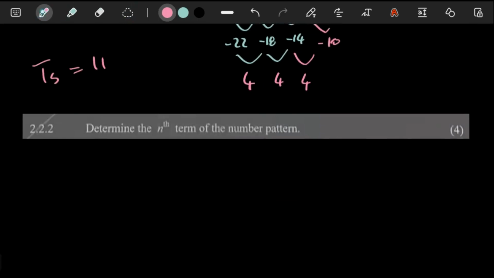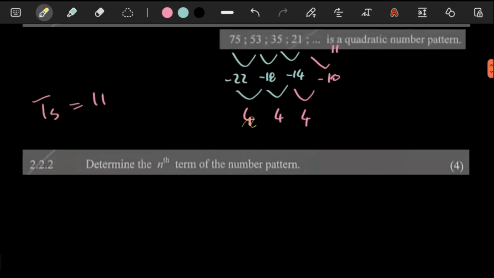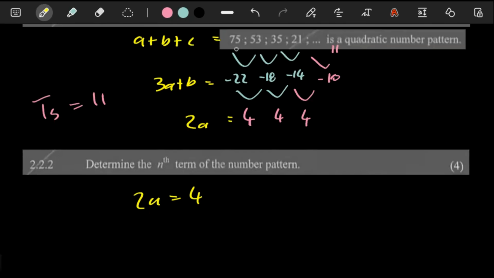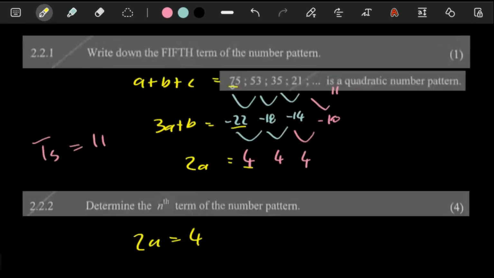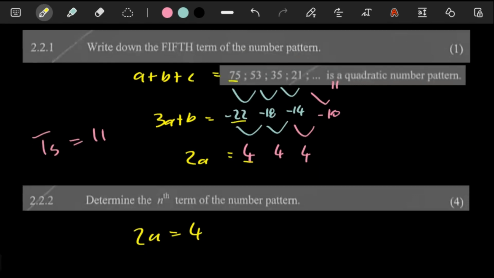Now the general term. Getting the general term is not going to be difficult here, because we need this value and this value. What we know is that 2a is equal to 4, this is equal to 3a plus b, and this number here is equal to a plus b plus c. You use those to get your general term, as long as it's in the structure where this is term number 1, this is the first term in the sequence of first differences, and this is the common difference.